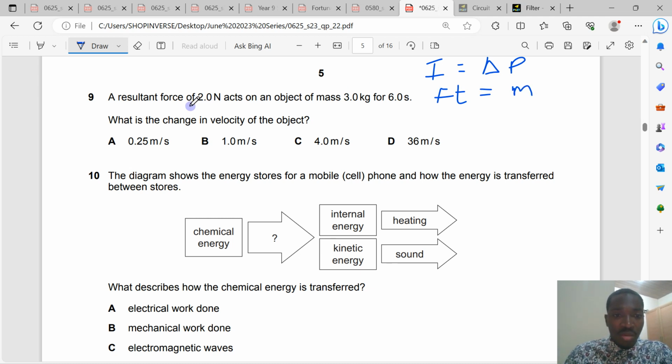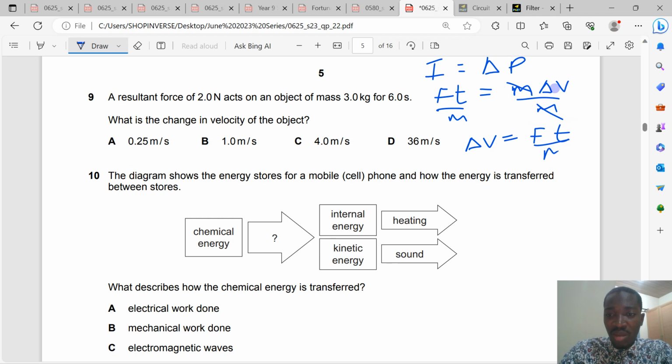So what is the change in velocity? Mass times change in velocity, that's the formula for change in momentum. To get the change in velocity, we divide both sides by the mass. The mass cancels out, so you have change in velocity equals force times time divided by mass.